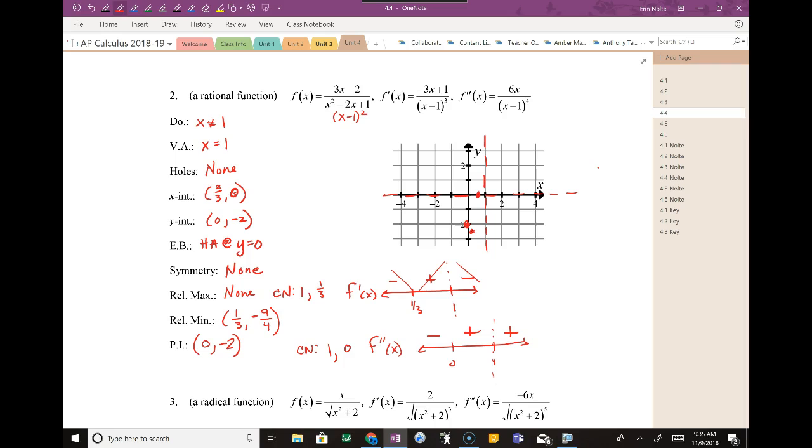Well, it's a minimum, right? So it's minimum. So I know it's going to come down, cross through, bounce back up, and then I'm going to cross through the x value of, what was that? 2/3. Okay?